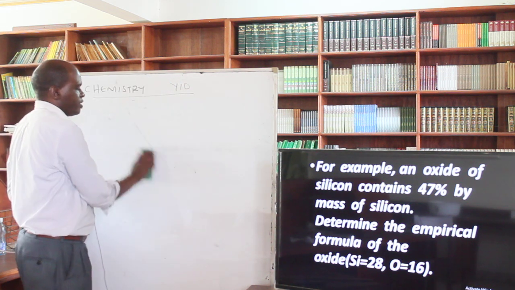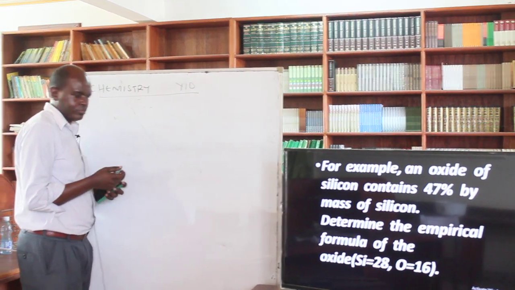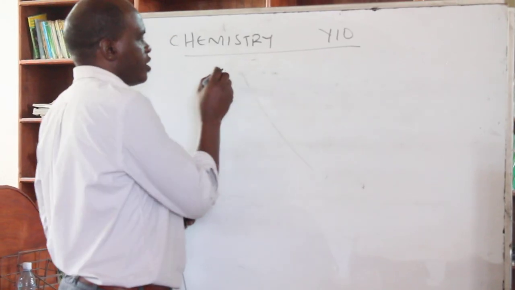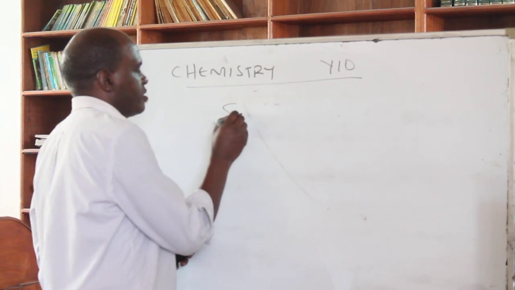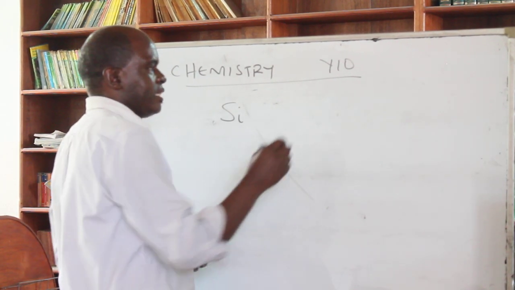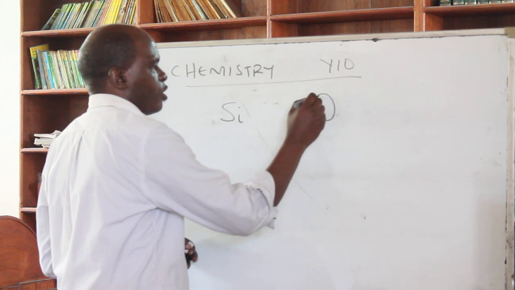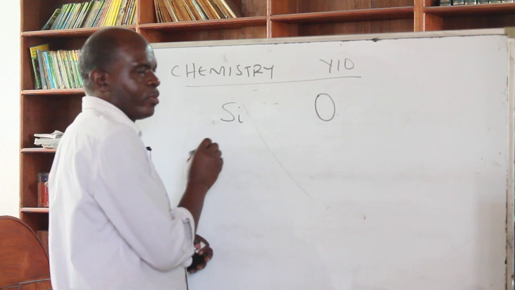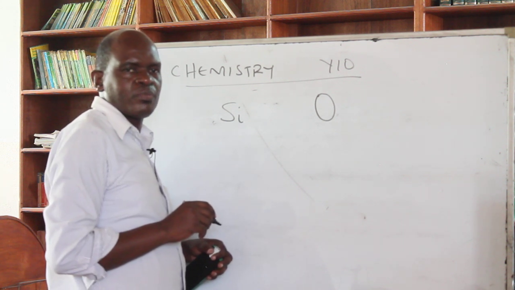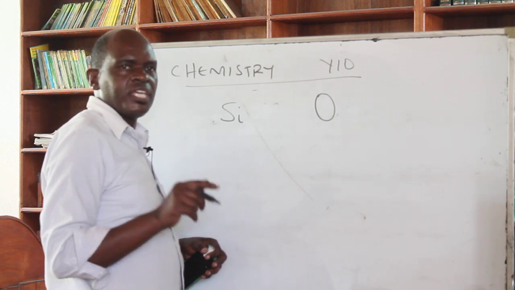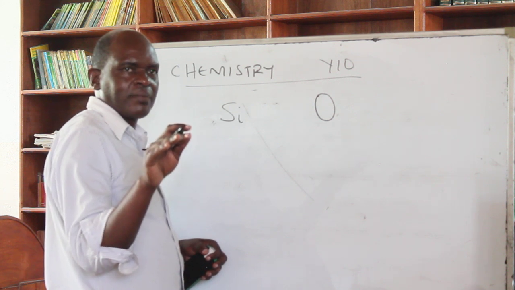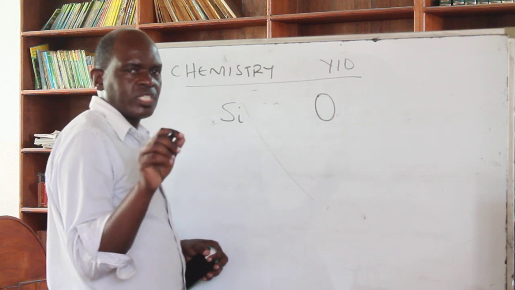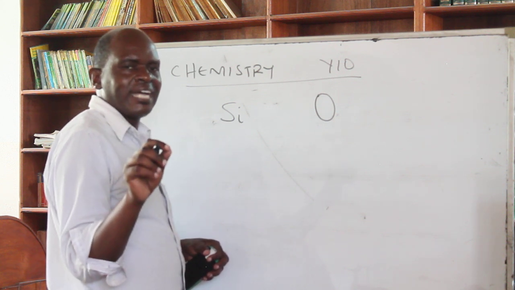We arrange a small table. We look at, first of all, the symbols. The symbol of silicon is capital S, small i. And then the symbol of oxygen is capital O. And then you write down the relative atomic masses given to you. If you look at the bottom of that particular question, you will see the atomic mass of silicon as 28, the atomic mass of oxygen as 16.